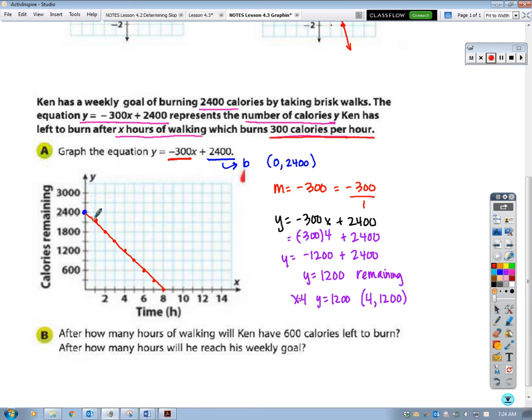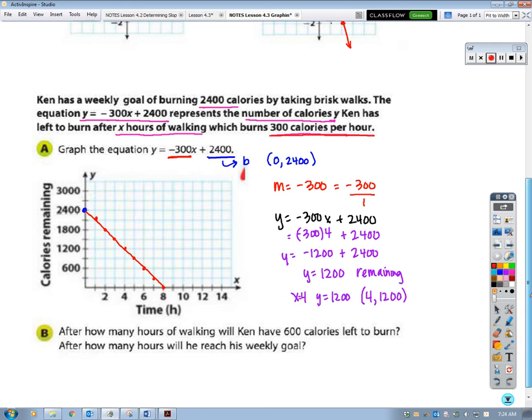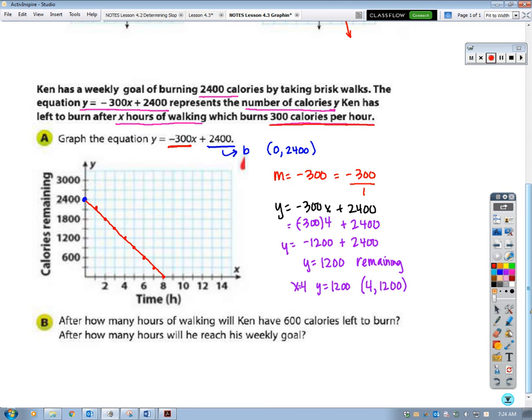And then we're going to answer this final question. After how many hours of walking will Ken have 600 calories left to burn? So we want to go onto our graph and find out where 600 remaining calories is. So this is calories remaining on our y-axis. We find 600. We find that point. And so at 6 hours, he has 600 calories left to burn. And that's not a complete sentence, but we're going to go ahead and leave that like that for now.